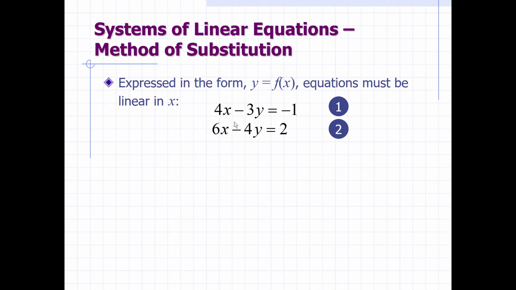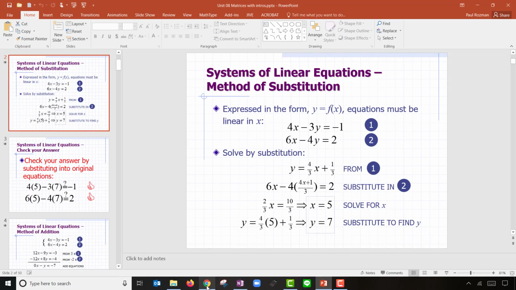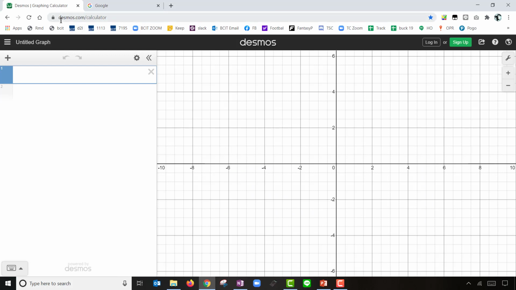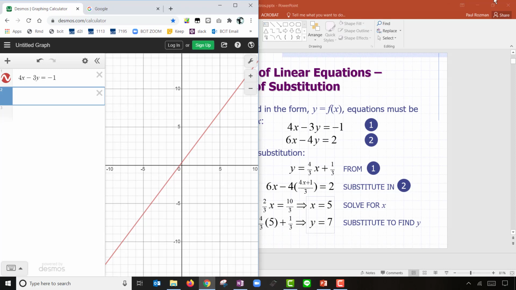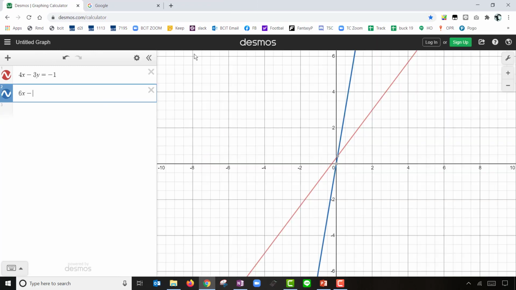In fact, why don't we do that? A quick way to graph lines, if you've ever seen this website, it's really slick. It's really fast for doing a quick graph. You just type in the equations. It's basically a graphing calculator. Our equation was 4x minus 3y equals -1. And we had a second equation, which was 6x minus 4y equals 2. And I missed my equal sign. There we go. You can see the two lines here. The first line was the red line, and the second line was the blue line.